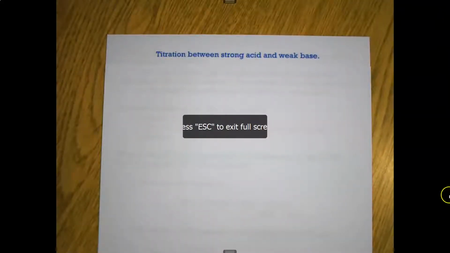We are back with the titration basics. What we are going to do is take a look at what happens if one of the acids or bases is weak. So we're going to look at both situations: a strong acid with a weak base, and then a strong base with a weak acid.